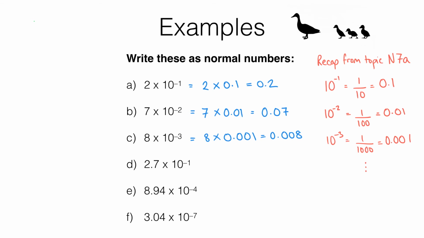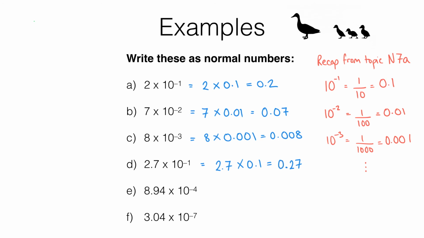So can that help us with question D? 2.7 times 10 to the power of -1 is the same as 2.7 times 0.1. Remember, 10 to the power of -1 is this thing here. But all we're really doing when we do this is move everything 1 place value column to the right. So the 2 is going to go from the units column into the tenths column, and the 7 is also going to get shifted along. So we're going to end up with 0.27, and we can't leave it like that. We need a placeholder 0 in there.